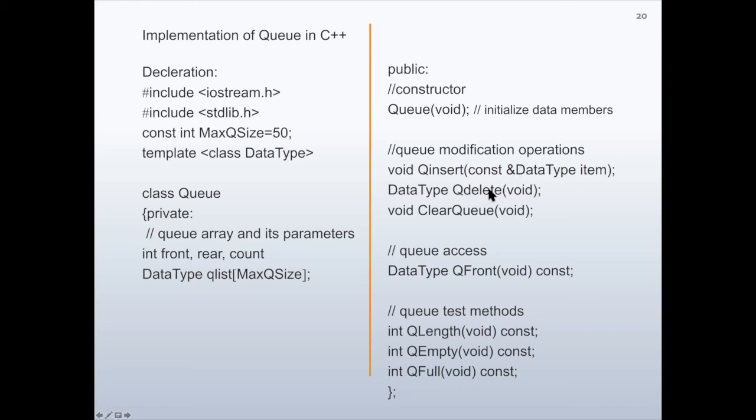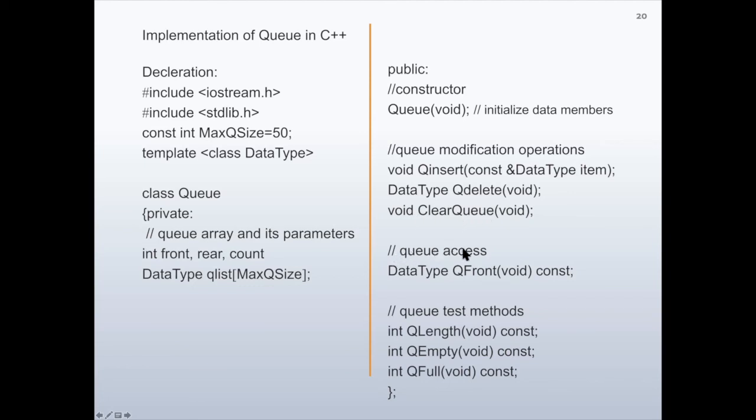The other one is Q delete. There is no parameter, but there is a return object here of data type. Whatever is deleted will be returned. The other operation is clear Q. There is no input, there is no output, only we will set front, rear, and count such that there will be no more items in the queue after the clear queue operation.